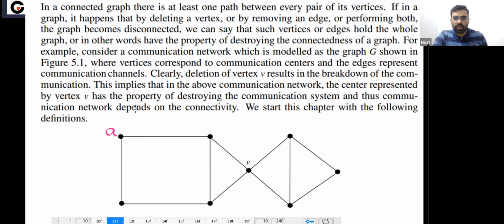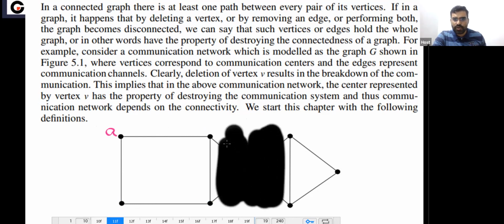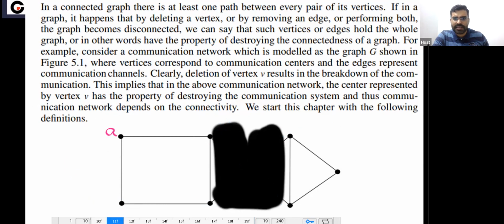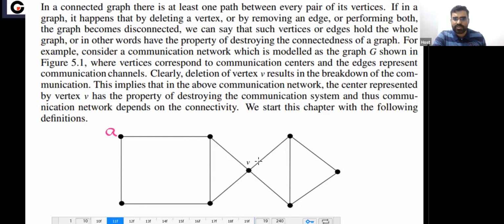This vertex is very important, because if I remove this vertex, then you can notice that this graph and this graph are completely disconnected from each other. It's like this vertex is holding together this entire family. It's like in a bad marriage, with a mother, father, and children, sometimes the child is holding the marriage together. So basically this vertex is holding together this complete graph. So this is the idea.